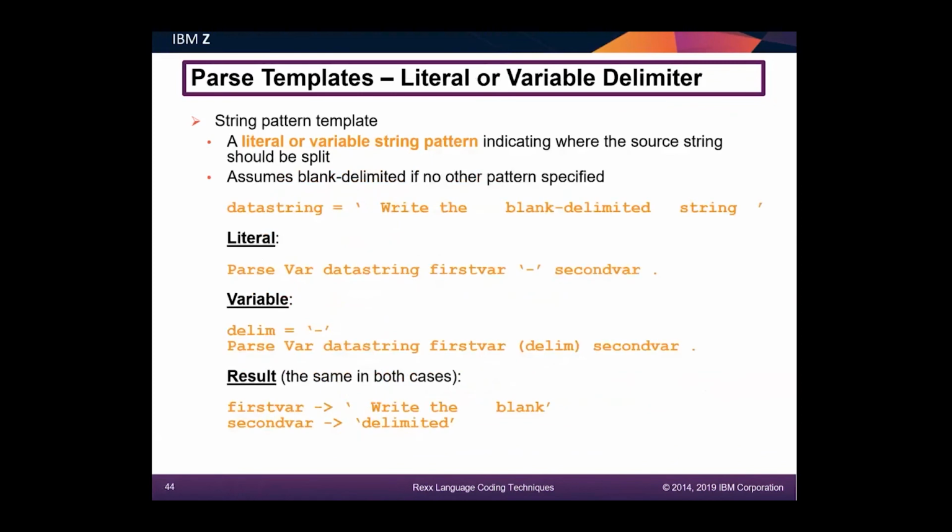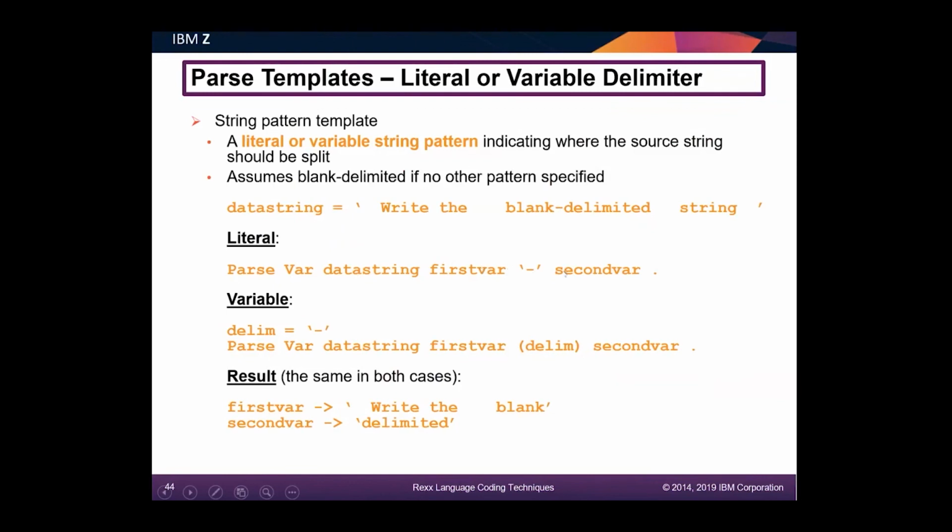Okay, so that was the simple case, the most obvious case of blank delimiting. But what if my data has some other character that I want to use as my delimiter? I can specify either a literal or a variable as my delimiter. So let's take this same data string, the blank delimited string, and parse it on the dash. Instead of parsing on blanks, I just want to break it into two pieces based on the dash. So I can say parse the variable data string into first var, and everything that's before the dash goes into first var.